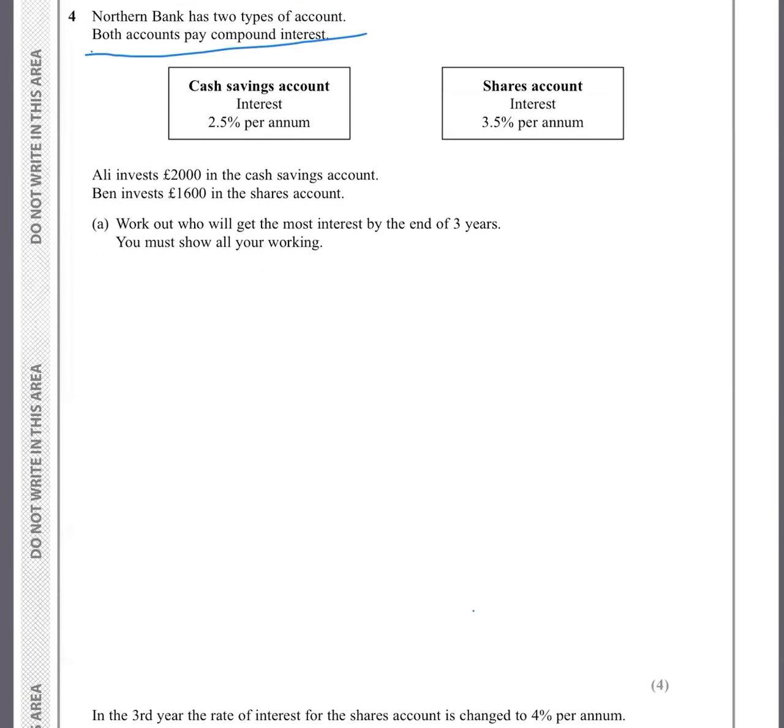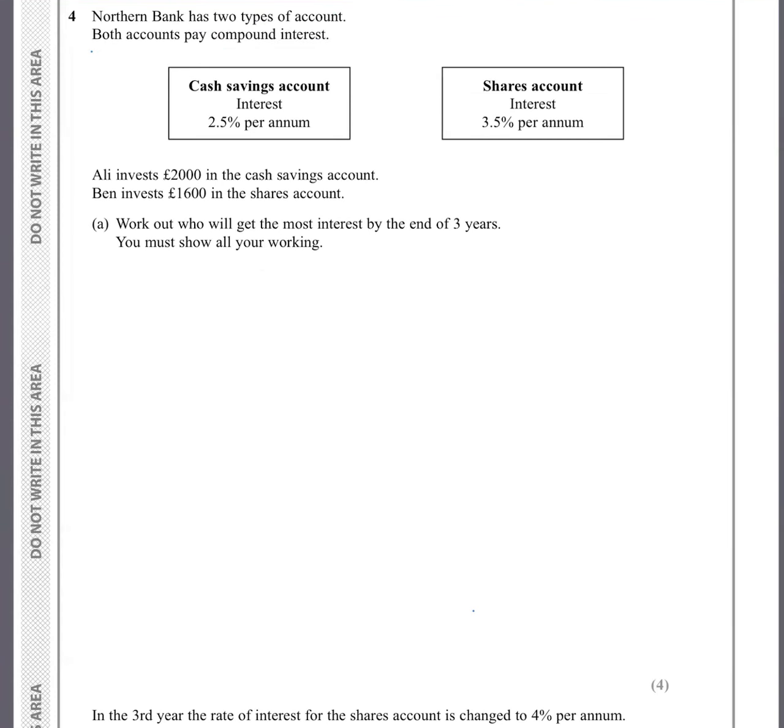Work out who will get more. Would you do the cash savings account, 2,000 times 1.25? Can you tell me how you arrived at your 1.25, please?